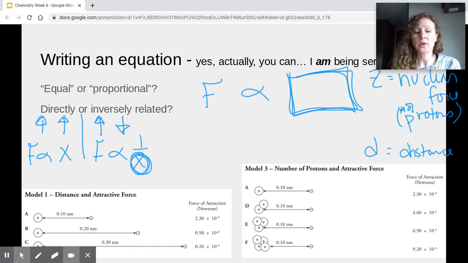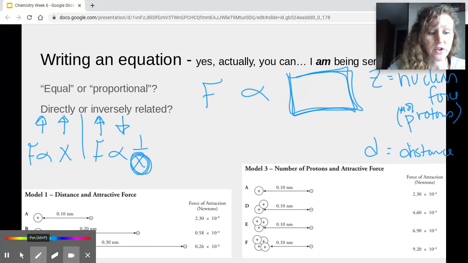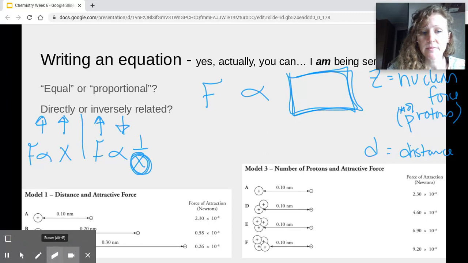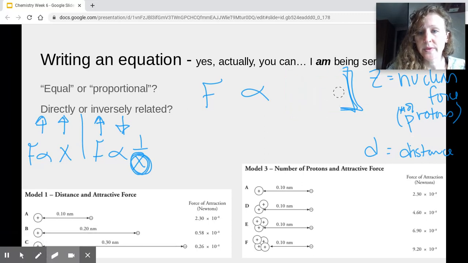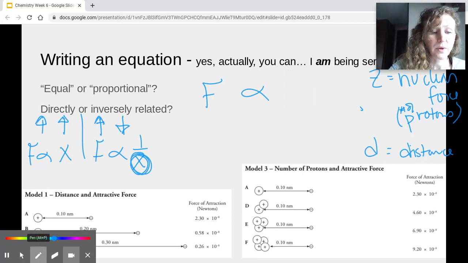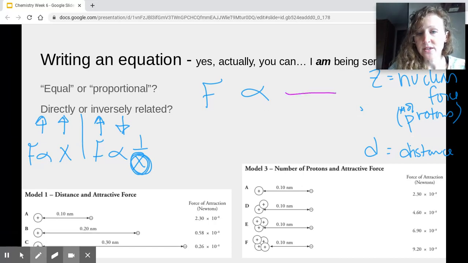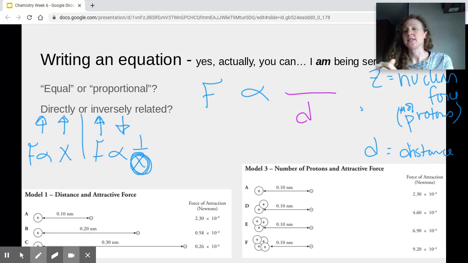In model 1, we have distance. Distance gets doubled and then tripled. Force of attraction goes down. As distance goes up, force of attraction goes down. So it's going to be an inversely proportional, inverse relationship. So we'll put that into our equation here. Distance would be in the denominator. As distance goes up, force goes down.